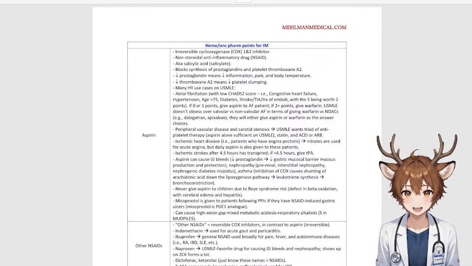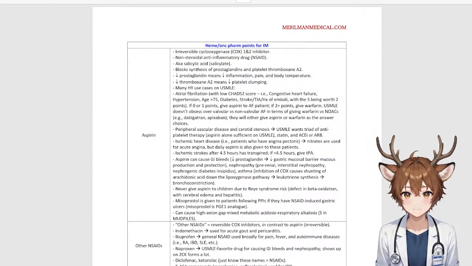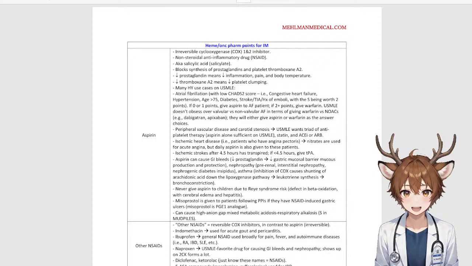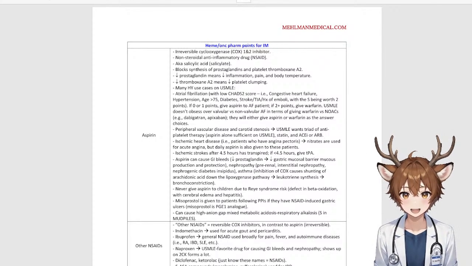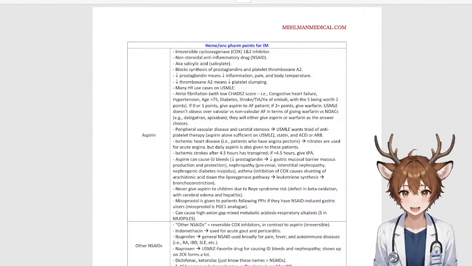Ischemic strokes after 4.5 hours have transpired. If less than 4.5 hours, give tPA. Aspirin can cause GI bleeds with a decrease in prostaglandins and a decrease in the gastric mucosal barrier, mucus production, and protection.